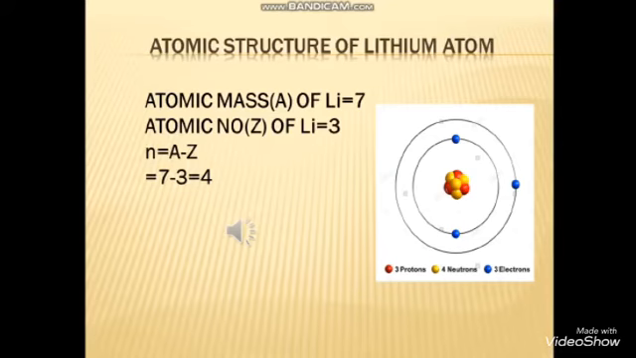Period 2 starts from lithium. The atomic mass of lithium is 7. The atomic number of lithium is 3. We have to apply the formula N = A - Z and find the number of neutrons by applying this formula. That's why a lithium atom contains 3 protons, 4 neutrons and 3 electrons. After filling the K shell, we add the third electron in the L shell.